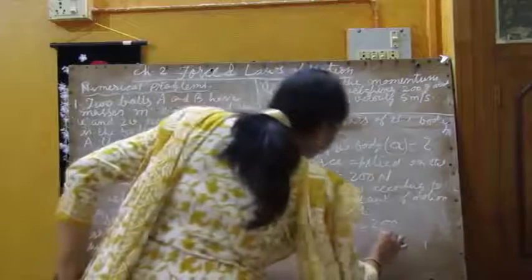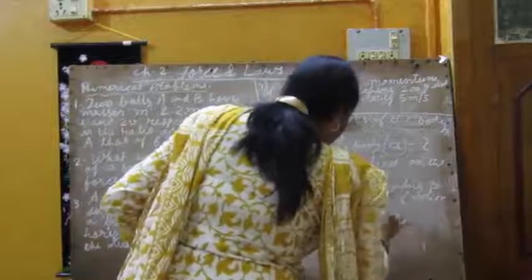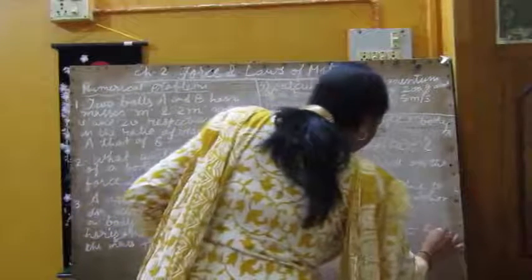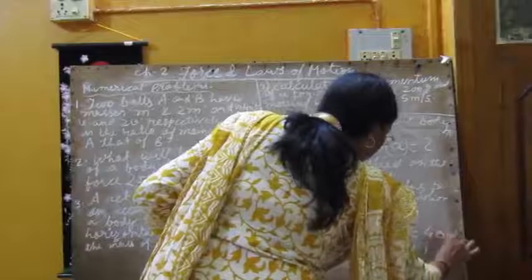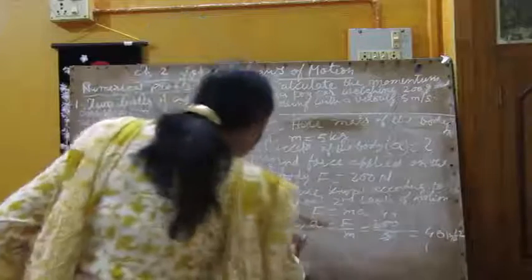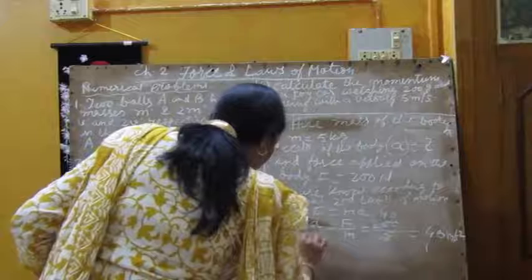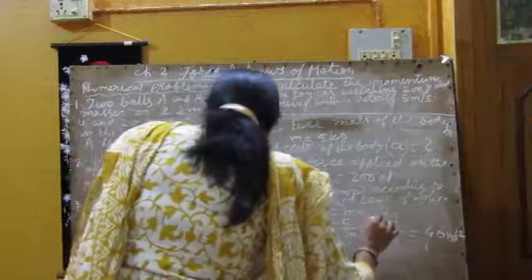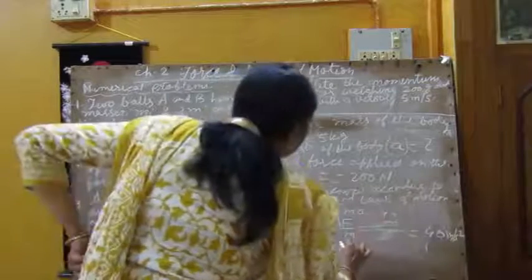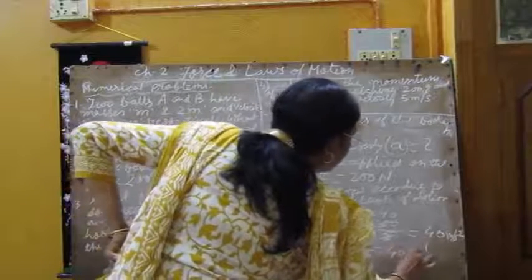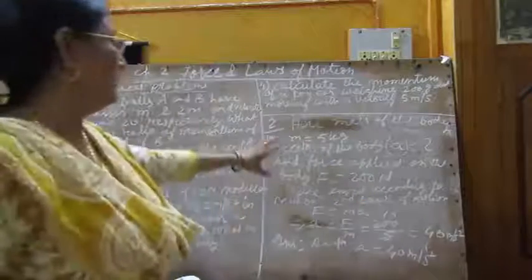And m equals to how much I put? 5. That means 5 4s are 20. Now 40 meter per second square. Okay, so what will be the acceleration? 40 meter. Then the answer: acceleration, short form, a equals to 40 meter per second square.